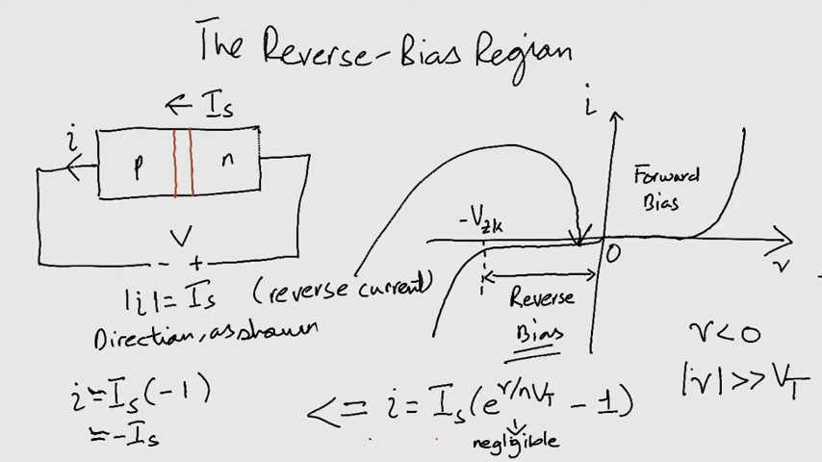In terms of physics, you can say that the diffusion current will become negligible as the depletion layer voltage increases because of reverse bias.